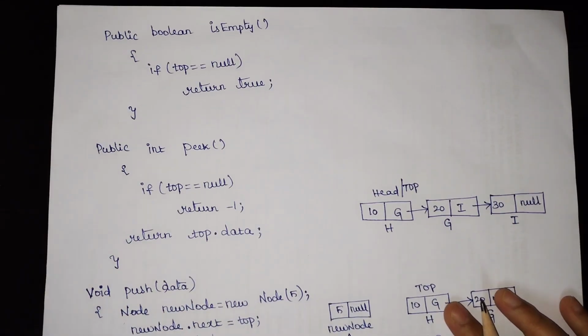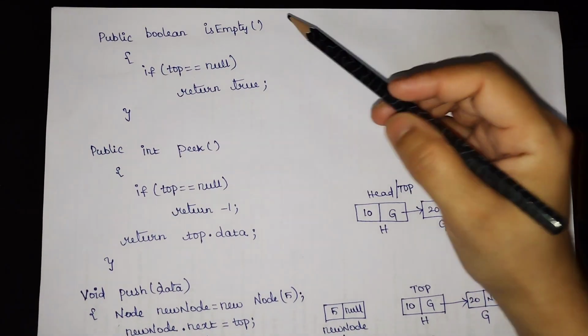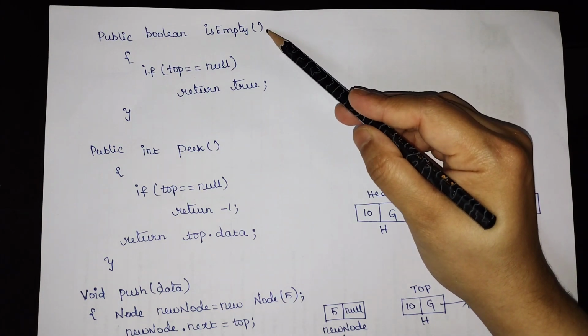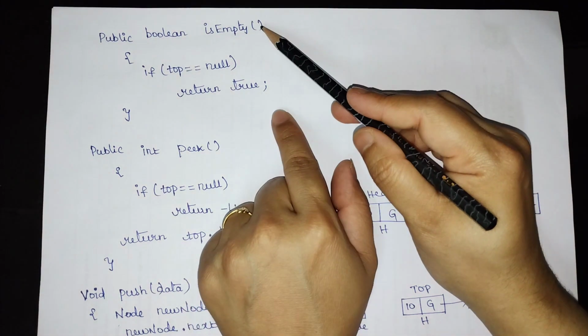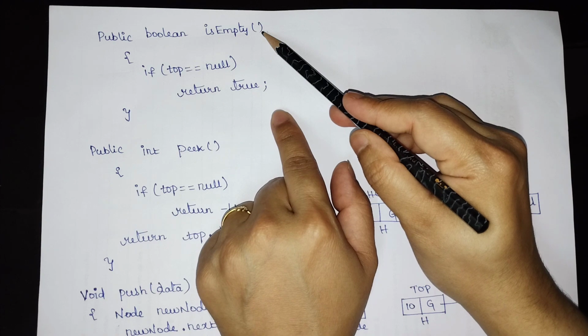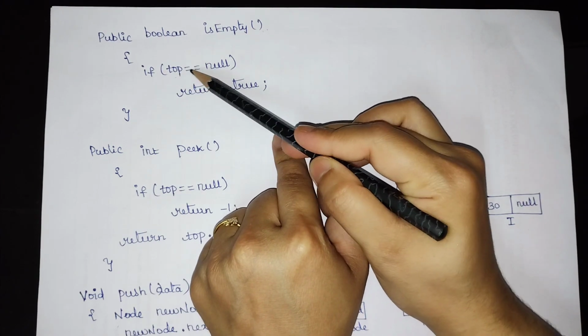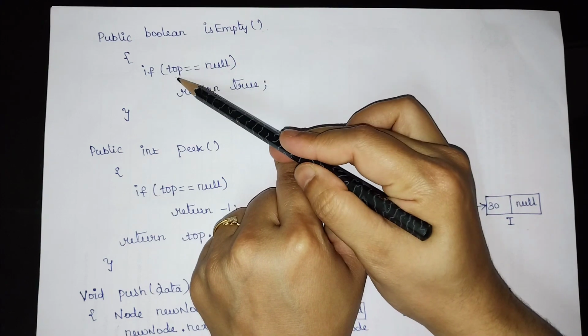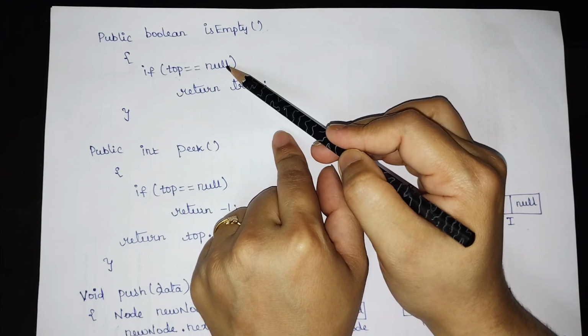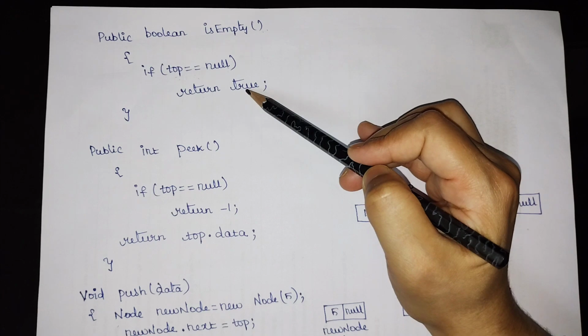Now coming to the remaining methods. What are the remaining methods we have seen? The first method is empty, which checks whether your stack is empty or not. If you are trying to check whether your stack is empty in the linked list, you need to check whether top is equal to null. If the top value is equal to null, it means your stack is empty, and you return true for that.